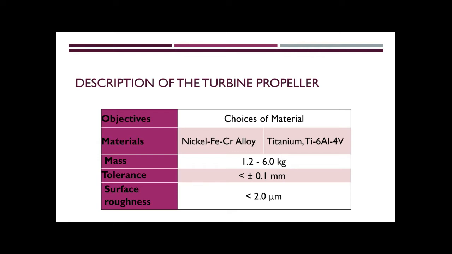So our first and main objective is we want to choose the material. So there are two types of material, which are nickel and titanium. The expected mass will be around 1.2 to 6.0 kg. The tolerance should be plus or minus 0.1 mm. And lastly, the surface roughness should be less than 2 μm.